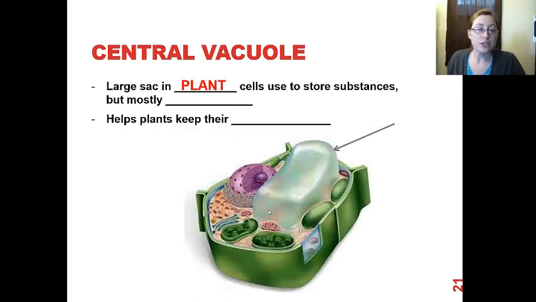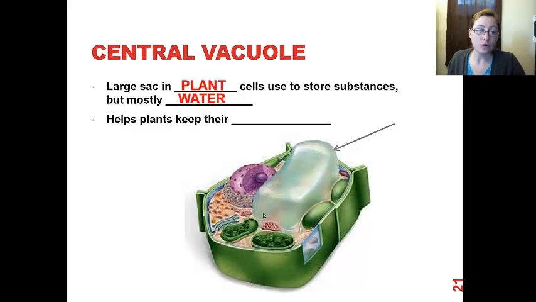Okay, a large sac found in plant cells is called the central vacuole. There might be other small vacuoles found in both plant and animal cells to be used as little storage spaces, but we want to focus on this one. You can see the arrow here. It's this big thing. It sort of looks like a water balloon, right? This is the central vacuole. It is unique to plant cells. We do not have them in our animal cells.